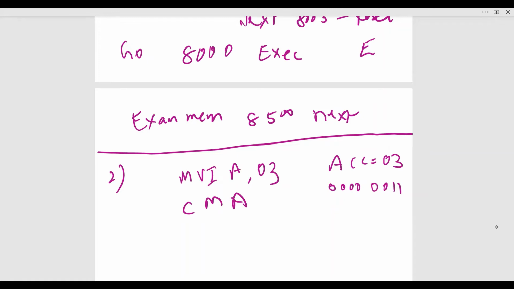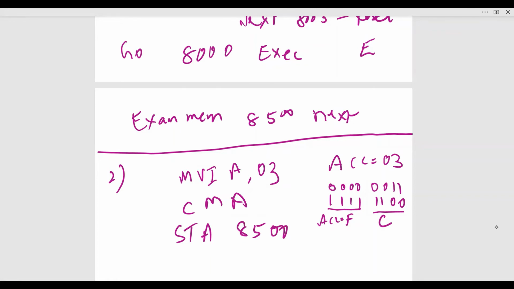So complement. Now A consists of 03. If you complement it, the complement of 0 is 1, 1, 1, 1, and 1, 1. Complement of 1 is 0, 0. So this is nothing but your F, and this is nothing but 8 plus 4, that is C, so FC. Next, now the accumulator consists of FC. We have to store this in the memory location 8500.